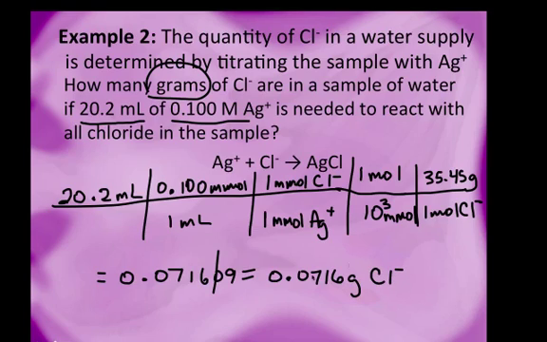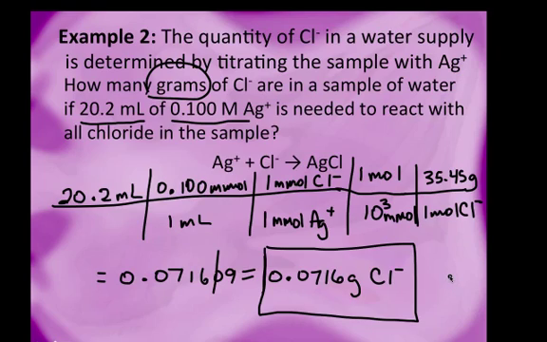Now ask yourself if this makes sense, because that seems like a pretty small number, right? We had a water sample, and we're looking for chloride ions. It should be a very small amount. Otherwise, we're not going to have very good health if there's too much junk in our water. All right, looks good. That's how we do titration problems.